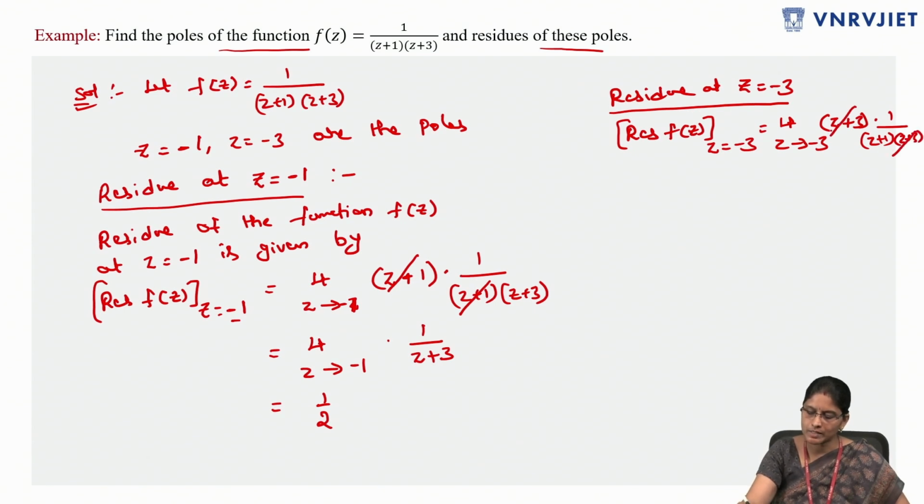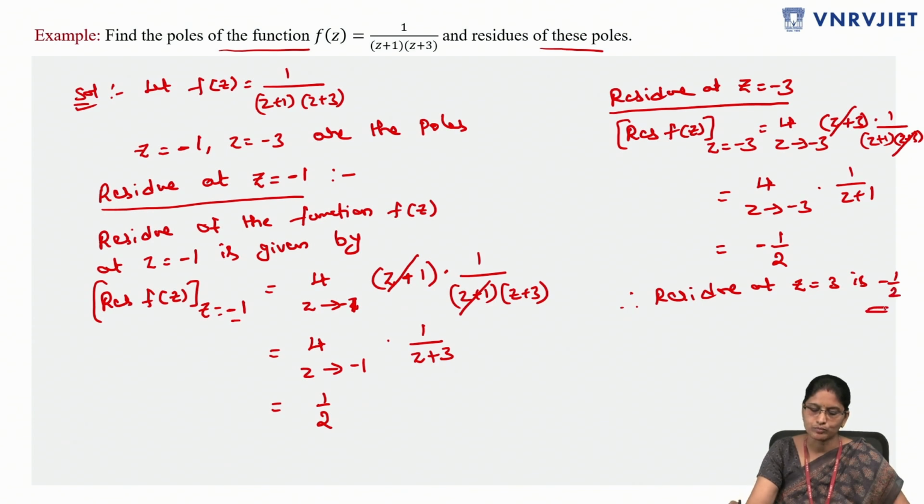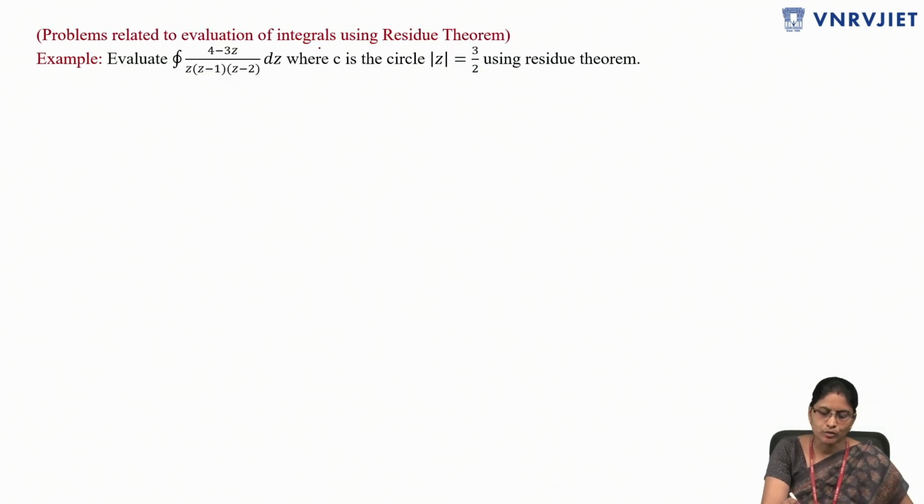z plus 3 cancels. That is equal to limit z tends to minus 3, 1 by z plus 1. Apply the limit. We get 1 by minus 3 plus 1, which is minus 1 by 2. Therefore, the residue at z is equal to minus 3 is minus 1 by 2. Next, see the problems related to evaluation of integrals by using residue theorem.